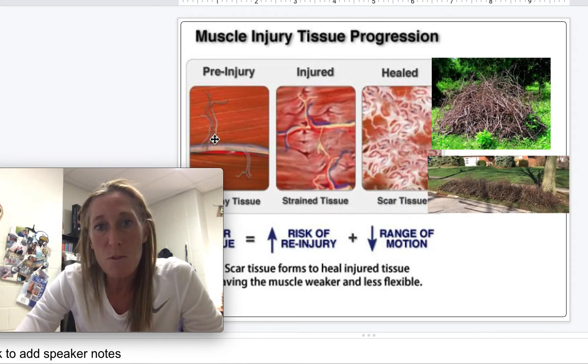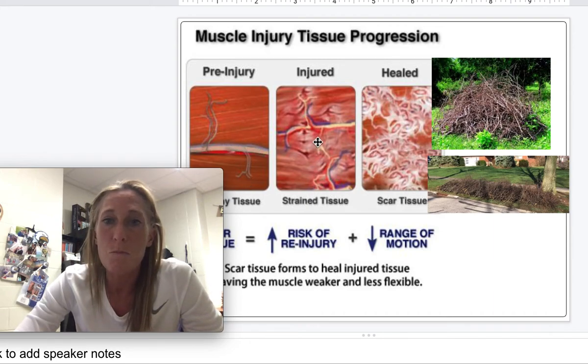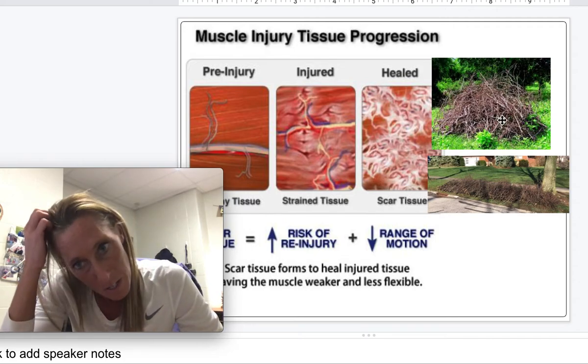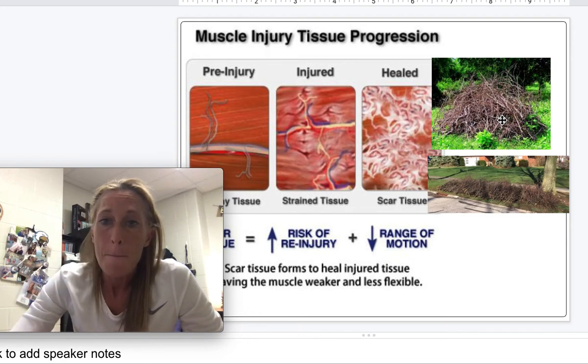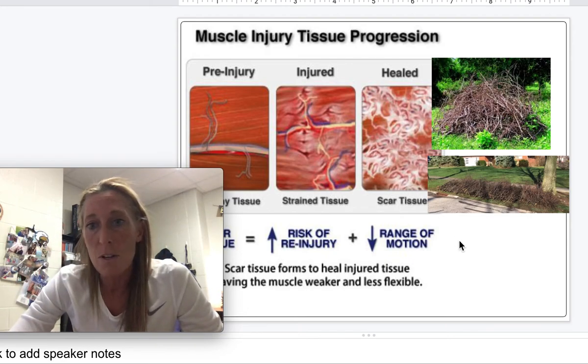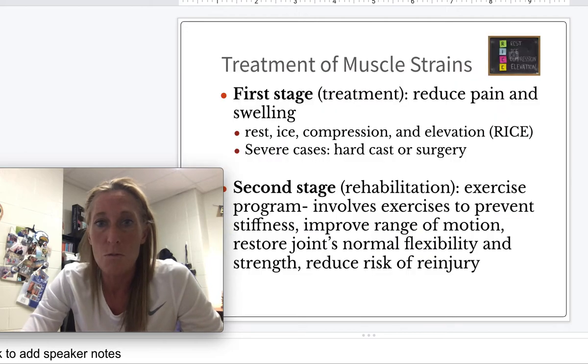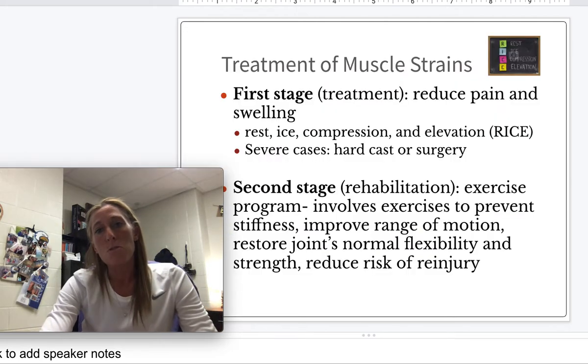When muscle fibers are injured, well, this is how they start pre-injury. When there's an injury or the muscle is pulled or the tendon is pulled, it starts to look like this, and this doesn't feel good. Causes us problems. Then we throw down scar tissue. It happens quickly. Your body will throw down scar tissue on that injury, which can be good, but it also can be hurtful or harmful to us as well. Treatment of muscle strains.